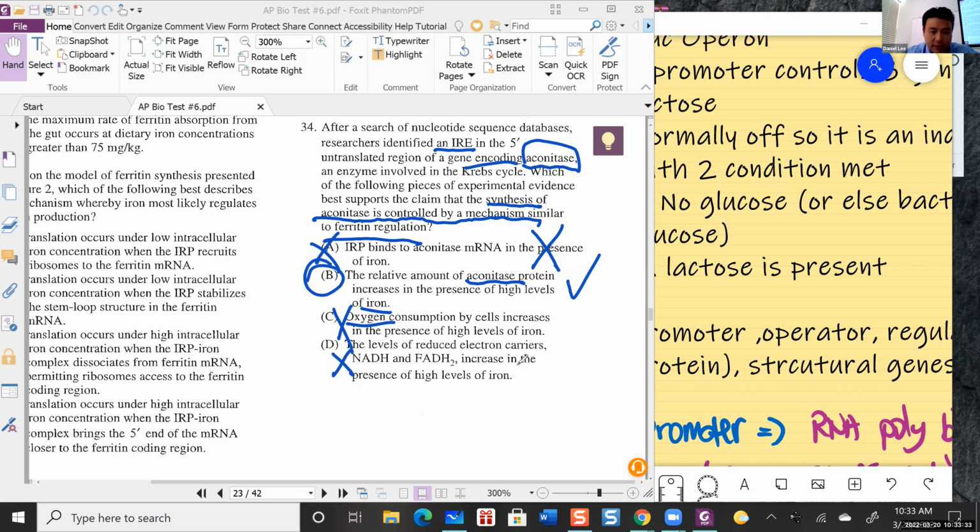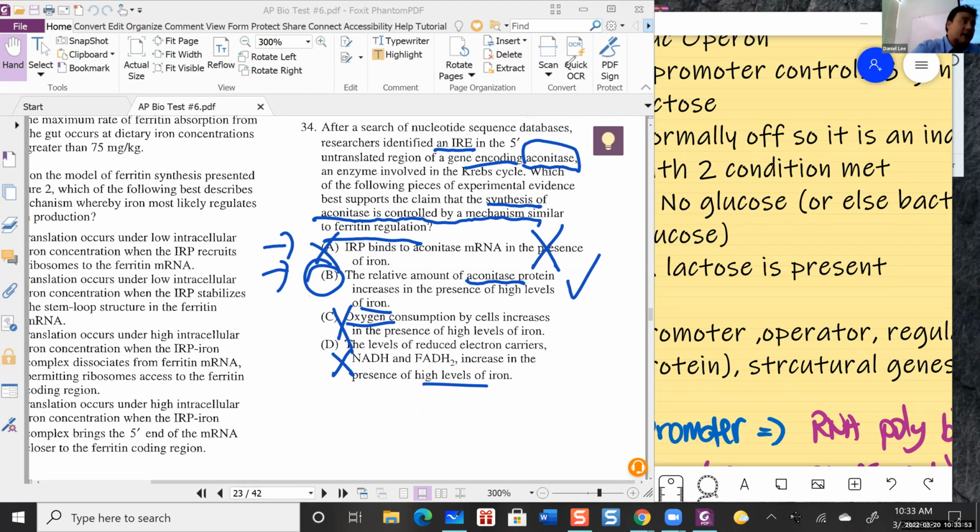It doesn't make sense. It has to do with the aconitase enzyme, nothing to do with NADH, FADH2, even though they are involved in mitochondria. So B is the most direct answer. If you have to choose and guess, it has to be A or B. And A is obviously contradicting what the data has been telling us. So B is the answer.